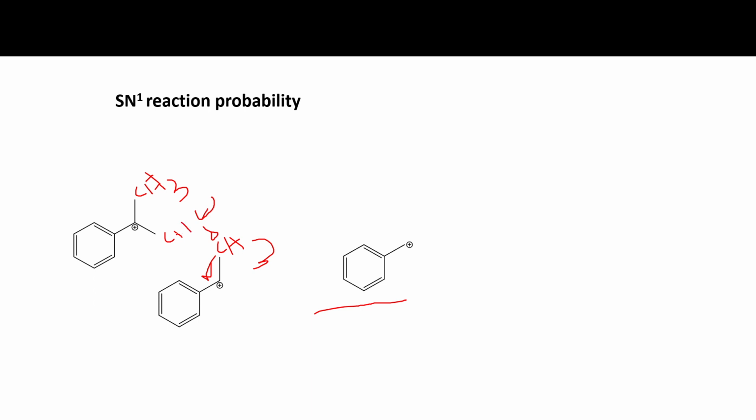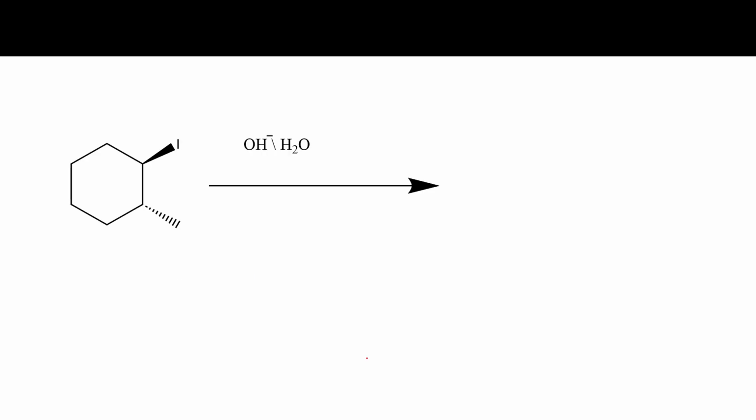Also, the benzylic carbocation will be stabilized by resonance. Resonance is possible here too. So this one is the most stable carbocation, this is the second, and this one the third. So the reactivity of this one is the highest: one, two, three. One will be the most reactive, then second, then third. That is the type of question that comes.